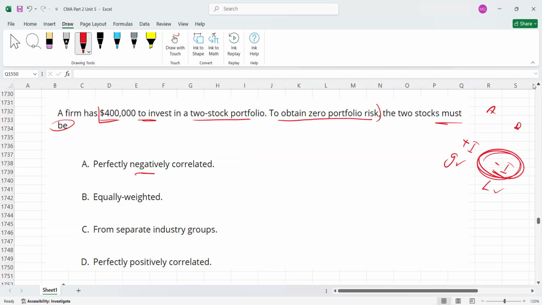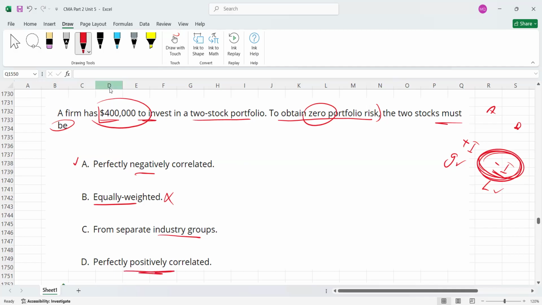And if you can find the perfect negative correlation, because you want zero portfolio risk, for zero you need perfect negative, like minus one correlation. So it means option A is the correct answer. Perfectly negatively correlated. It should not be equally weighted. No, it doesn't mean you can reduce the risk if you are distributing your money equally into stock A and B. From separate industry groups, no, you cannot do it that way either.